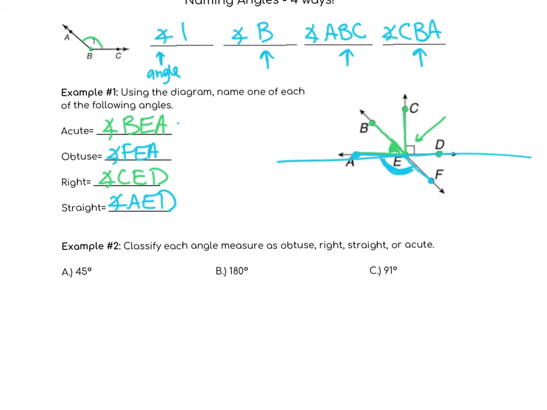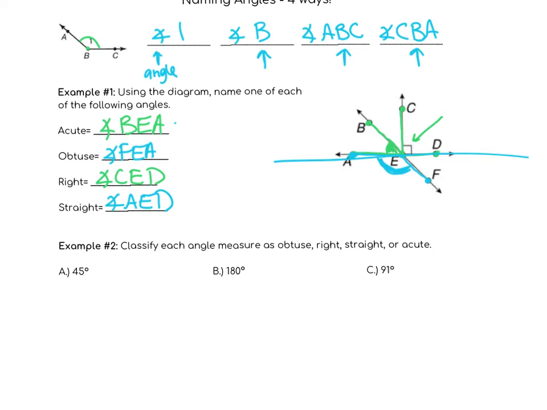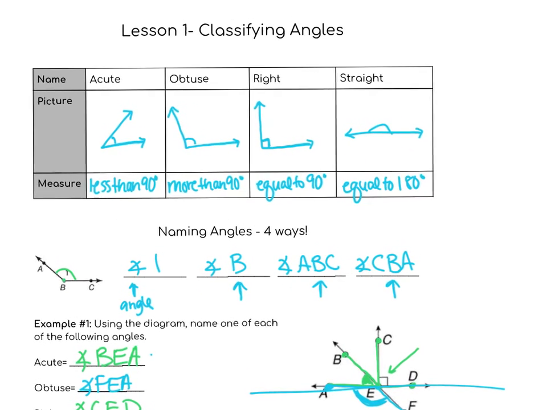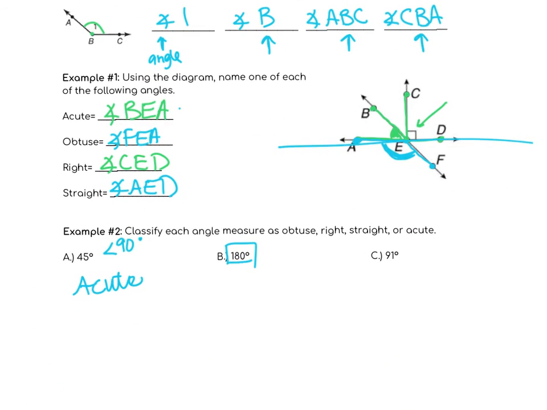So classifying each angle measure as obtuse, right, straight, or acute. Just looking at the angle measure and saying, okay, this is this type of angle. So 45 degrees, because it is less than 90 degrees, we would say a 45-degree angle is an acute angle. 180 degrees, if you remember from our definition up here, a straight angle is equal to 180 degrees. So that would be straight. And 91 degrees is greater than 90 degrees, so we can call this obtuse.